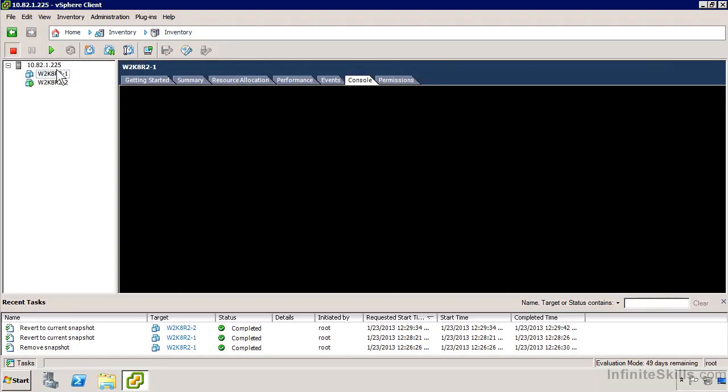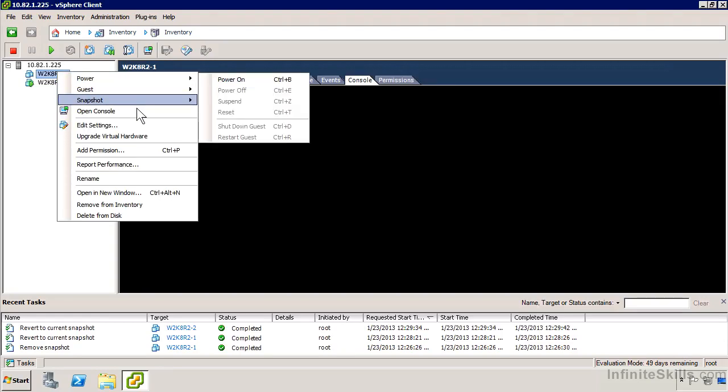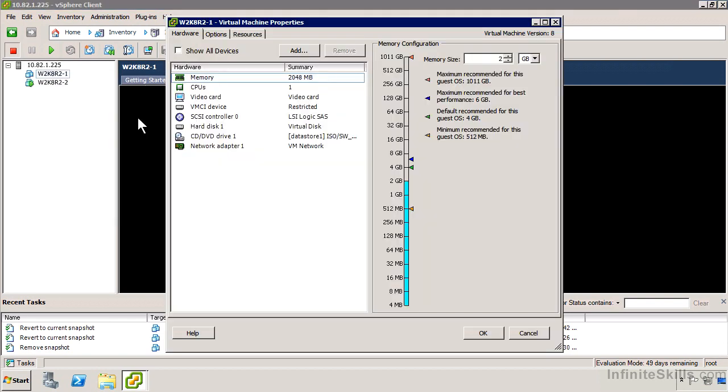Let's take a look at some of the settings that can help us maximize performance of a virtual machine. We talked a little bit about the memory. Now, typically what we're going to want to do is oversubscribe the memory in the host on the assumption that not all the virtual machines are really going to use it all at the same time.